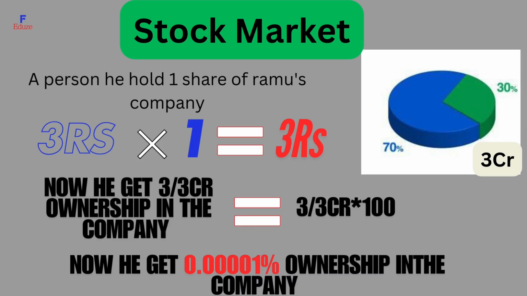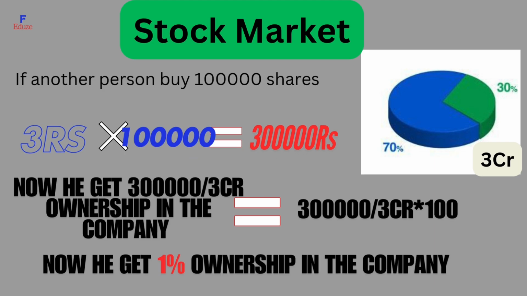A person holding 1 share gets an ownership interest in that company proportional to that share. Here a person holding a share in Ramu's company gets 0.00001% ownership in the company. Let's understand more with another example.